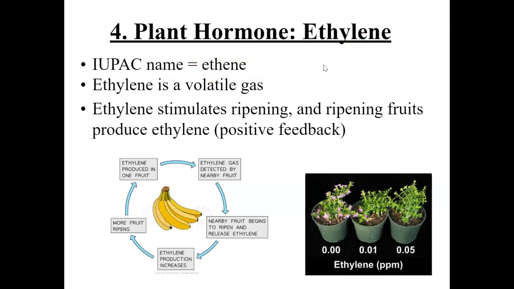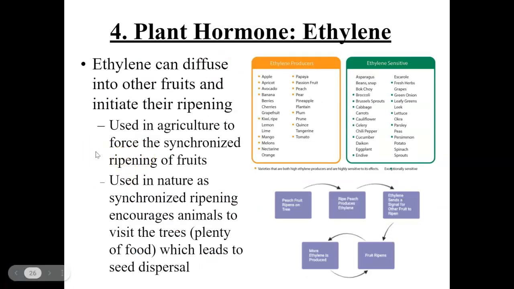Ethylene gas stimulates fruit ripening. And this is an example of positive feedback, which means that whatever the initial stimulus is, ultimately leads to more of that stimulus being made, right? Intensifies that stimulus. It's positive feedback. And so in this case, ethylene leads to ripening in fruits, but as a fruit ripens, it makes more ethylene. So again, positive feedback. Ethylene can actually diffuse into other fruits of the same species or of different species and initiate their ripening. And once ripening becomes initiated, more ethylene will be produced since it is a positive feedback loop.